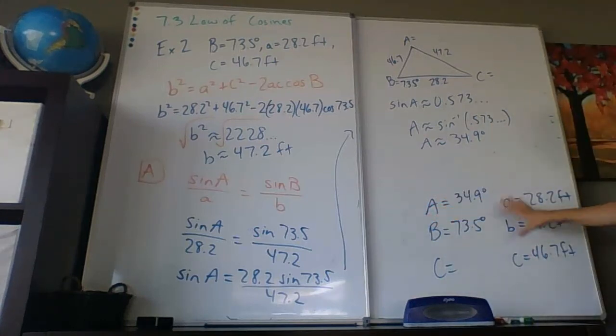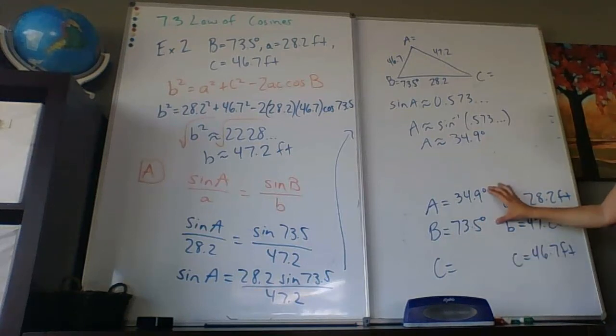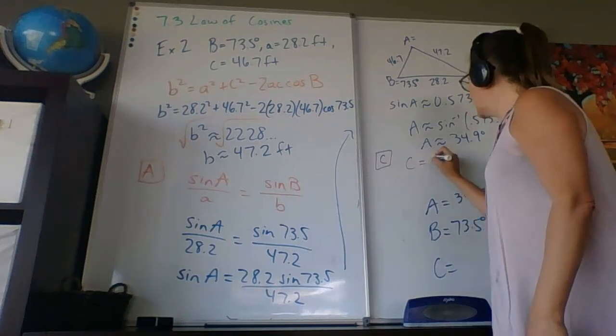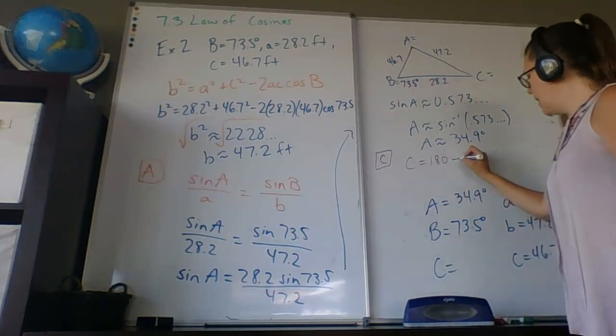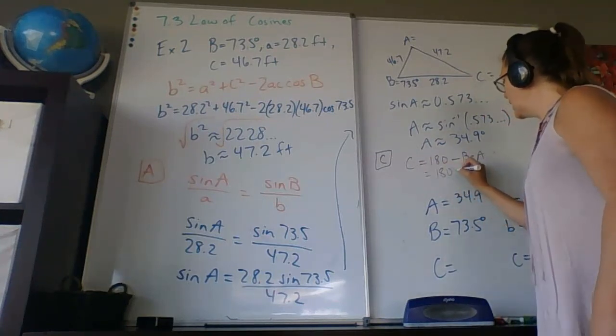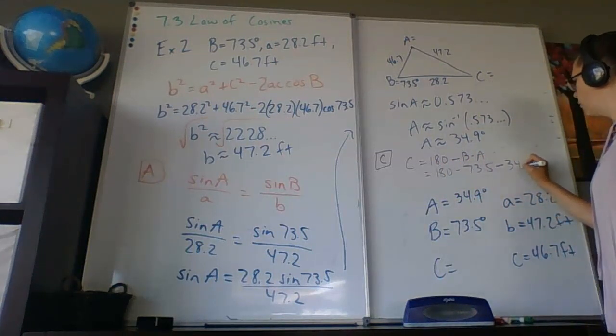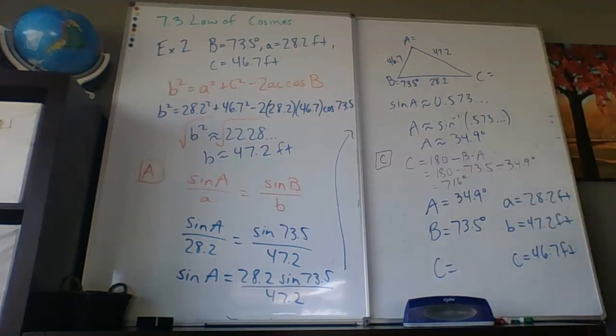Now, since we know two angles of the triangle, to find the third, we just subtract these two from 180. So C equals 180 minus B minus A, or 180 minus 73.5 minus 34.9, and we get 71.6 degrees. So now we have found all three angles and all three sides of this triangle.